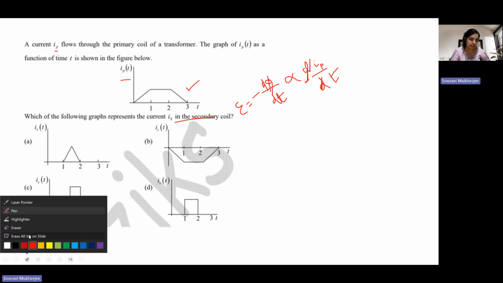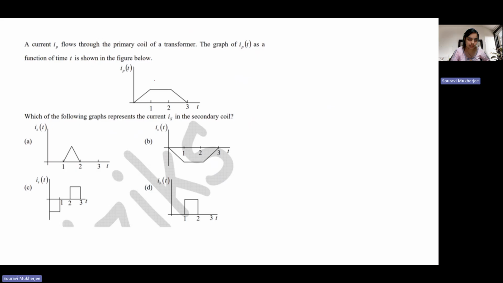So by looking at how the primary current is changing as a function of time, in this section, what is your di dt? As you can see, it's a straight line. So that means the slope is constant. So di dt is a constant quantity, right? Here, the current is not changing. So that means di dt is zero. Again, here it's a constant quantity, but it's a negative quantity. Now, because your EMF is minus of d phi dt, it's proportional to minus of d Ip dt.